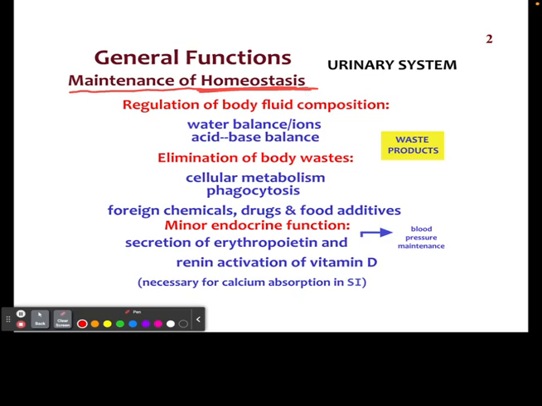And in this case, the ways we're going to do that: regulation of body fluid. So in other words, water. We're going to regulate the amount of water that we have in the body. Not only that, but the electrolytes or ions that we also have in the body, we can balance those to make sure that we not only have the correct amount of water, but maintain the proper acid-base balance, right? We don't want our blood or our body to be too acidic or too basic, so the urinary system will help us to balance that as well.